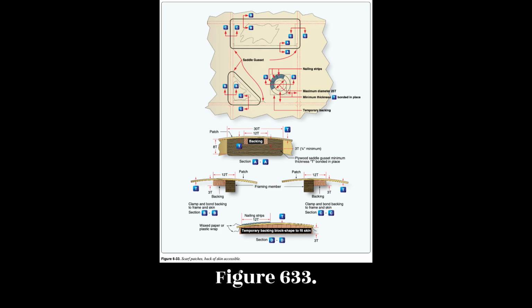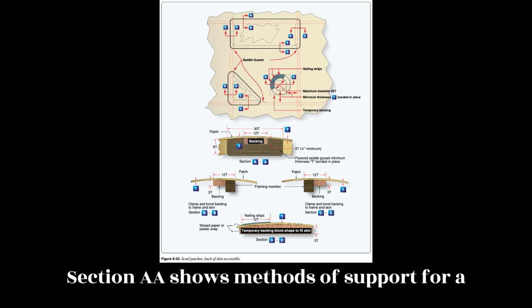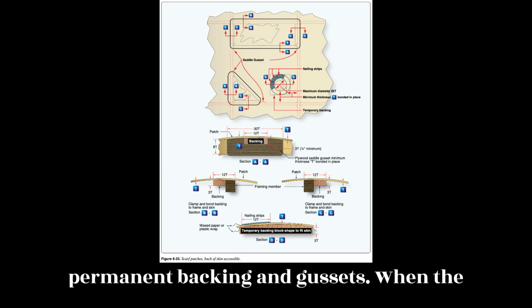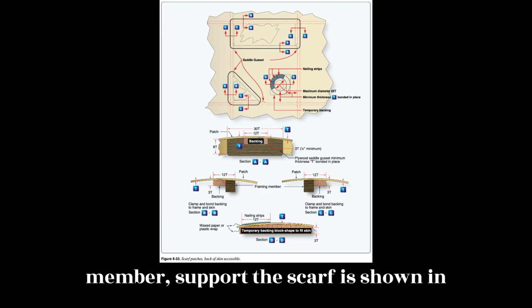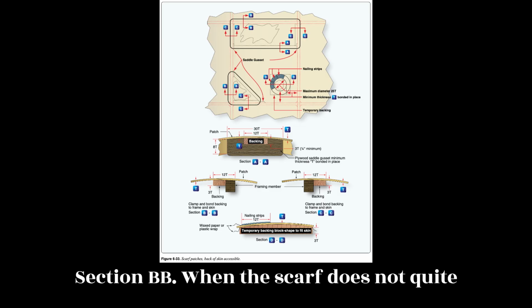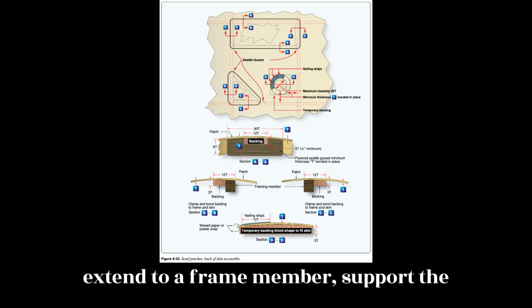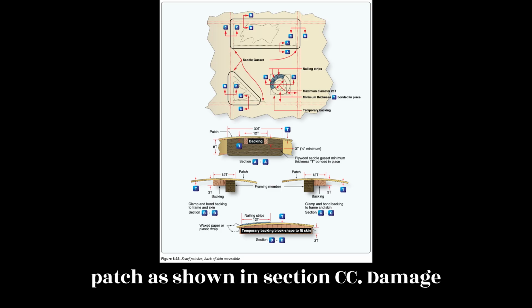Figure 6.33. Section AA shows methods of support for a scarf between frame members using permanent backing and gussets. When the damage follows or extends to a framing member, support the scarf as shown in Section BB. When the scarf does not quite extend to a frame member, support the patch as shown in Section CC.